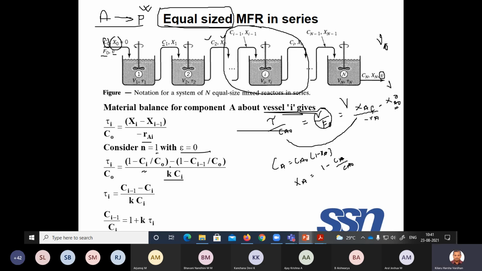So if you do that, this minus 1 and this plus 1 get cancelled out. Correct? You are left with minus Ci by C naught plus, this minus into minus becomes plus, Ci minus 1 by C naught. So this C naught gets cancelled out. So you're left with Ci minus 1 minus Ci by K into Ci. Am I right? Because the C naught gets cancelled out, K into Ci.